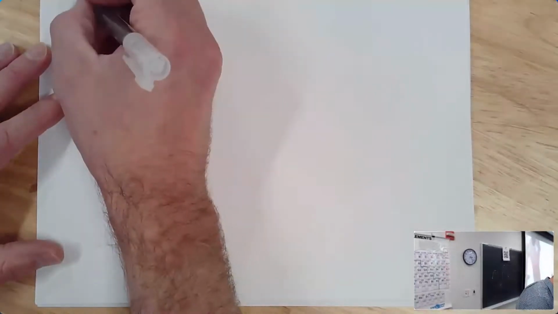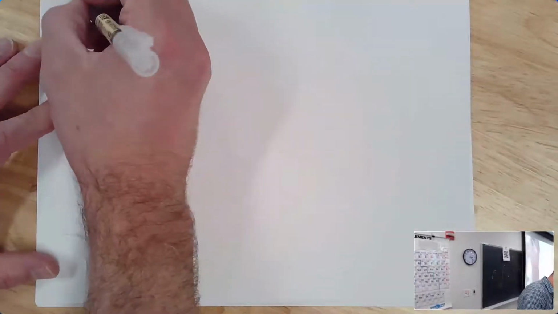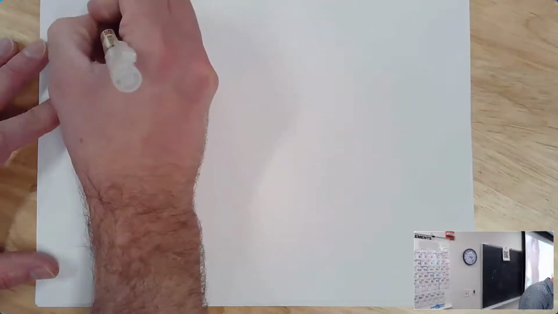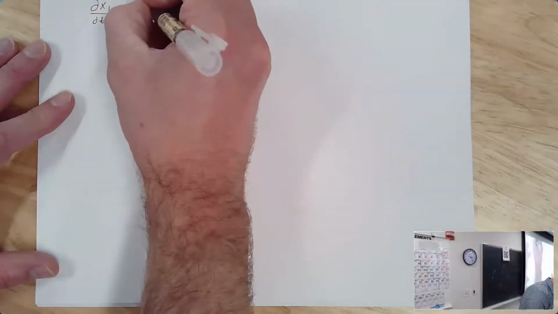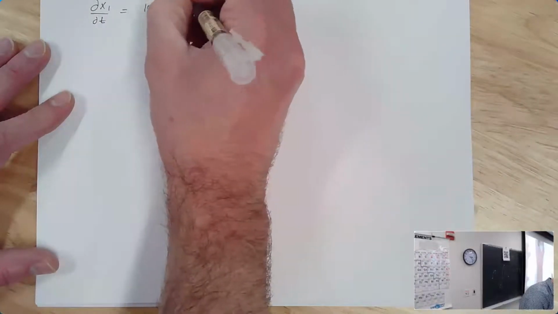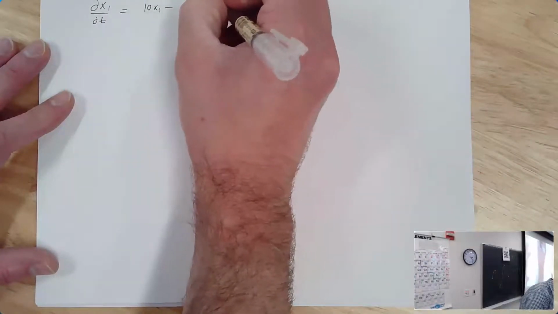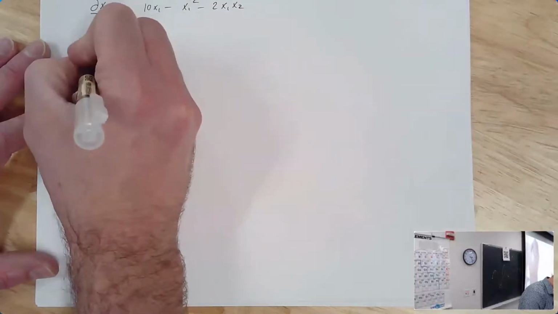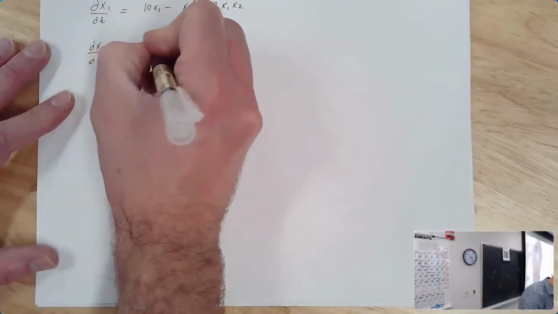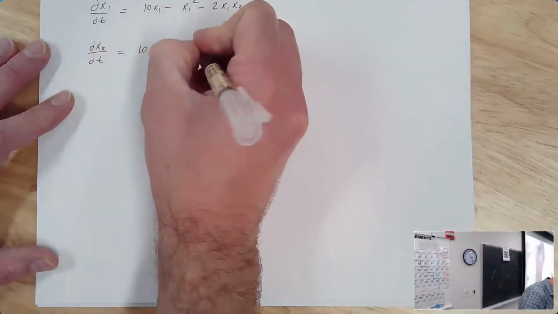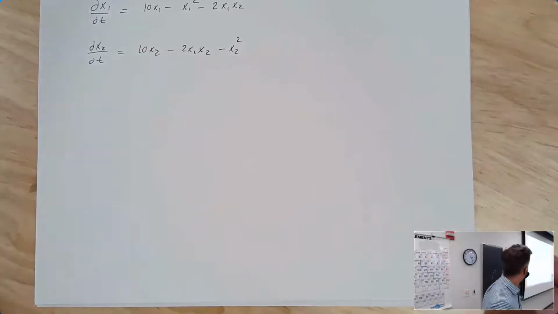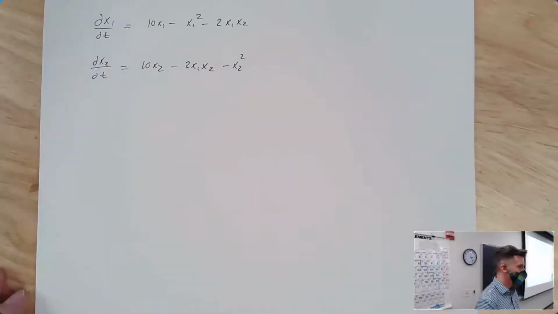Let's look at another example. Let's look at this system of non-linear equations. We have dx1/dt equal to 10x1 minus x1 squared minus 2x1x2, and dx2/dt equal to 10x2 minus 2x1x2 minus x2 squared. Looks kind of gross.